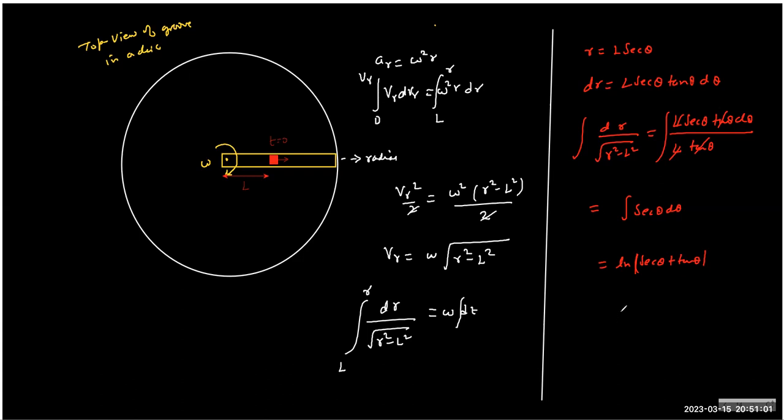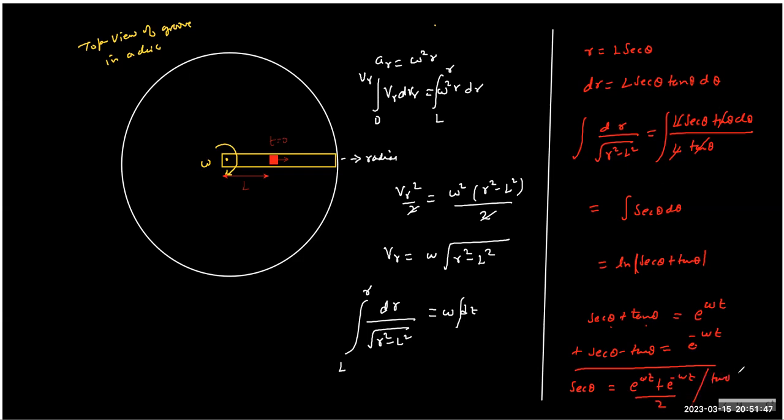So if you solve on the LHS, you will get sec theta plus tan theta. Ln, I take to the other side, becomes e power omega t. And there is a trick of solving. If sec theta plus tan theta is e power omega t, then sec theta minus tan theta becomes e power minus omega t, because sec square minus tan square is 1, so obviously they are inverse of each other. And by solving, you can get the answer, sec theta equals e power omega t plus e power minus omega t by 2, and tan theta is.